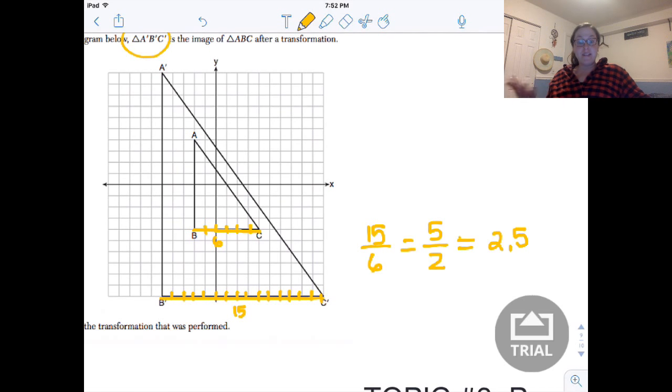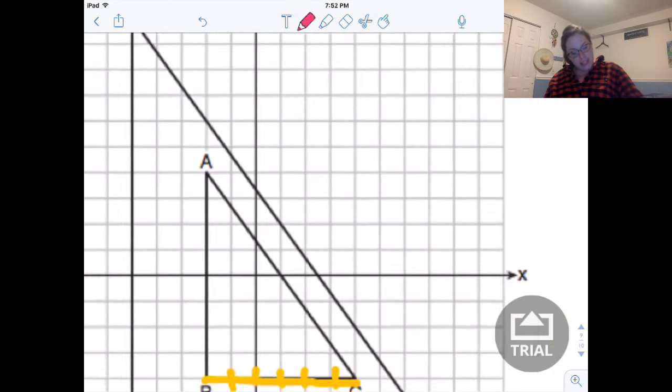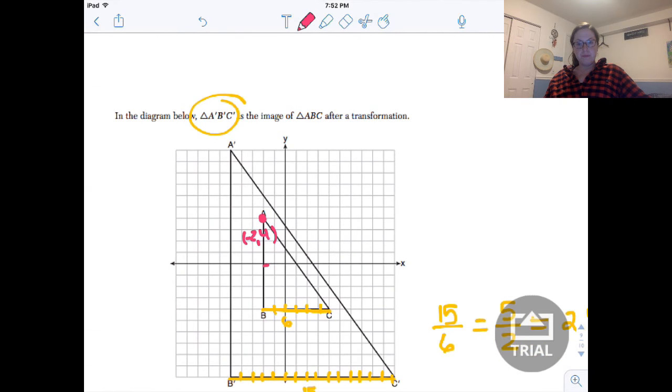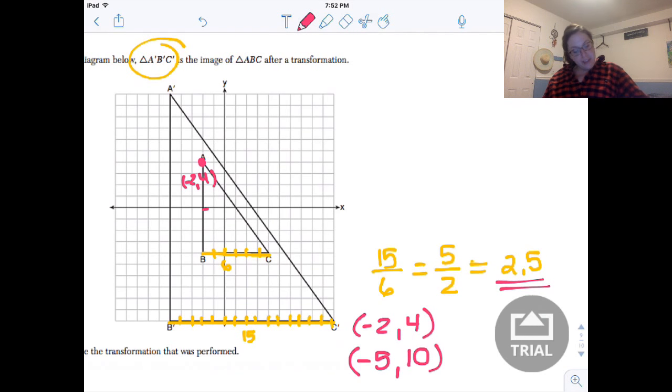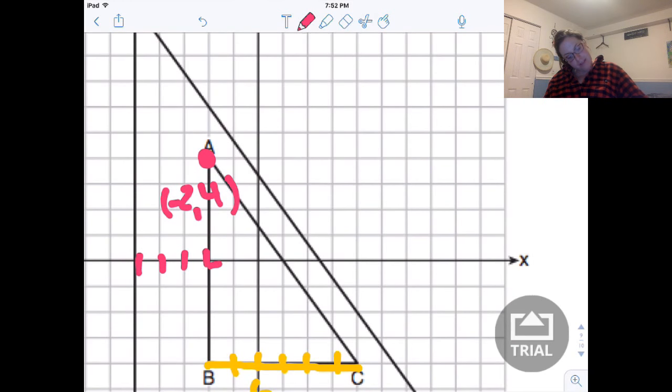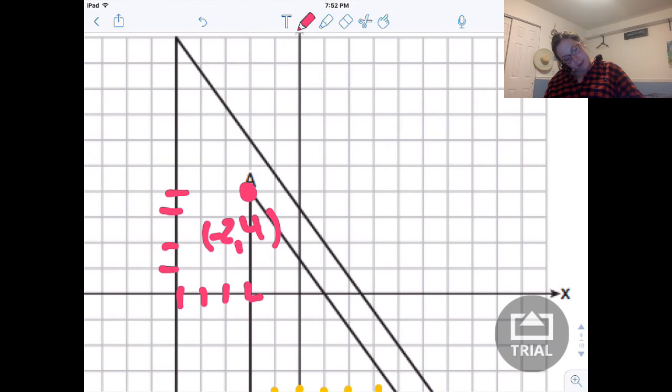Now let's check and see if that's all that happened. The best way to do that is I'm going to pick a point. So let's say I take A. And that's at negative 2, 4. If I multiplied that by 2.5, let's see what I would get. So negative 2, 4. Multiply that by 2.5 would be negative 5. And 4 times 2.5 is 10. Let's see if that's what we got. So negative 2, 3, 4, 5. And then 1, 2, 3, 4, 5, 6, 7, 8, 9, 10. That is what we got.